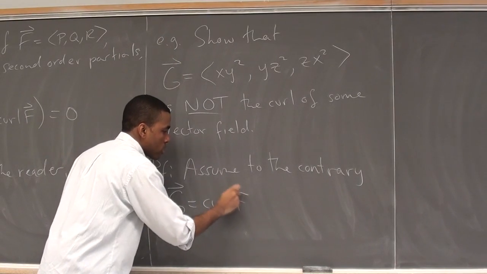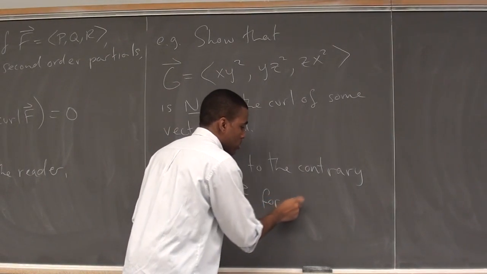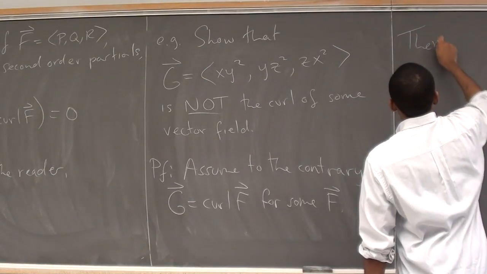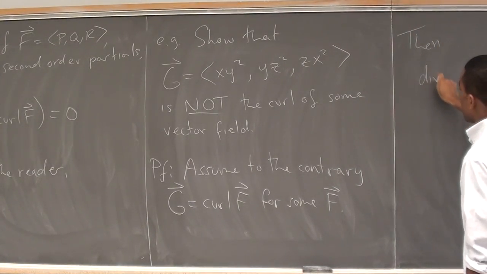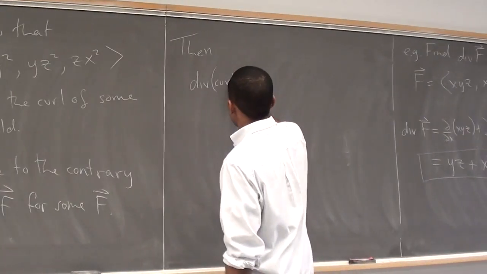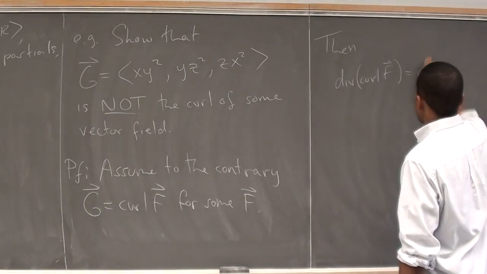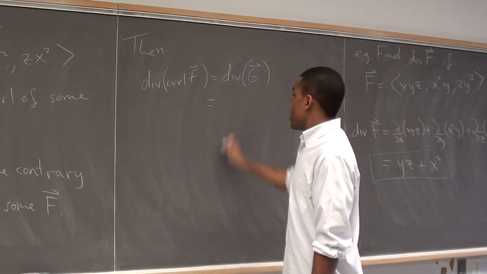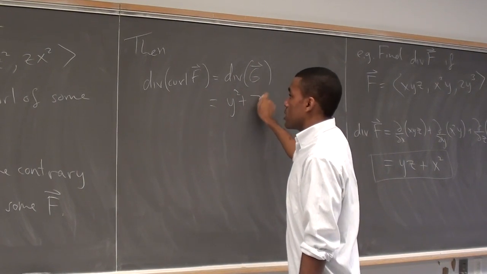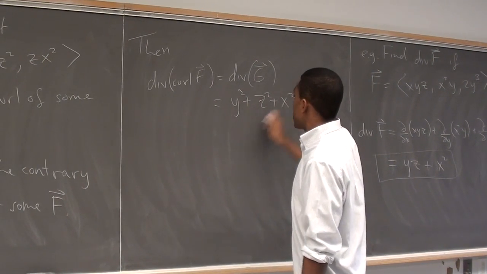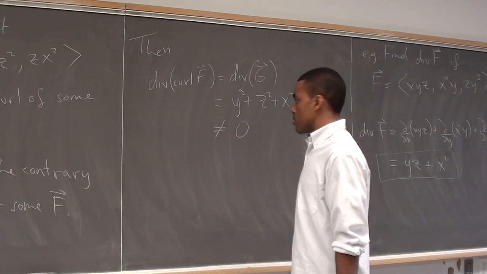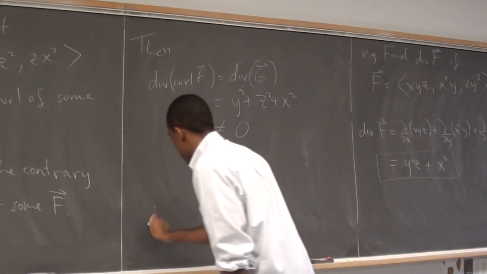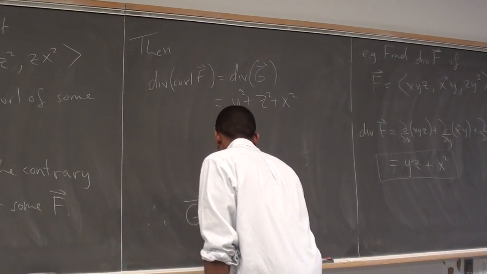Assume to the contrary it is a curl. Then you take the divergence of the curl of F. It's the same as taking the divergence of G, but that would just be y squared plus z squared plus x squared, which is of course not 0. Contradiction. Therefore, G is not a curl.